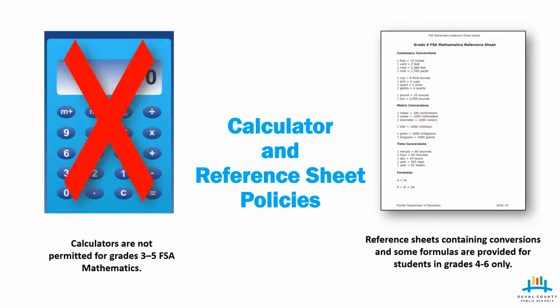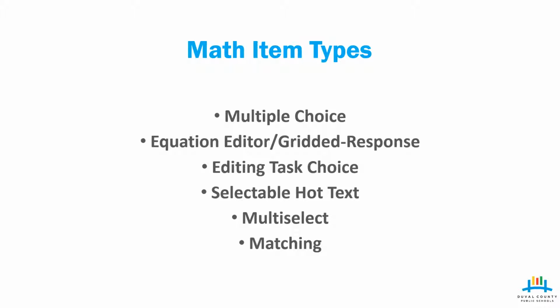Calculators are not permitted at your grade level. You may need formulas and conversions to help you solve some of the problems. Therefore, a reference sheet will be provided. There are 6 types of items that may appear on the paper-based assessment for FSA Math: multiple choice, equation editor, also known as gridded response, editing task choice, selectable hot text, multi-select, and matching.